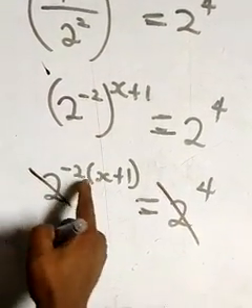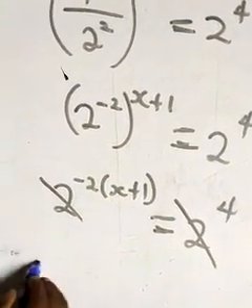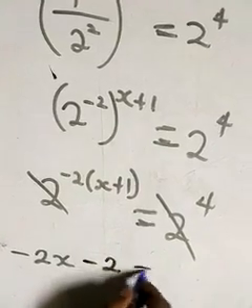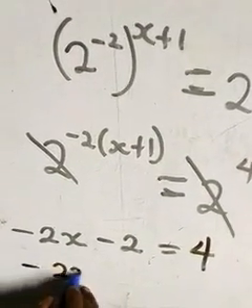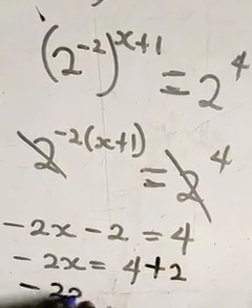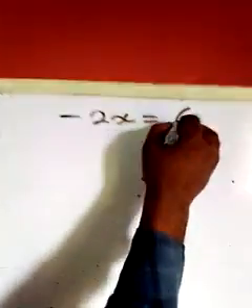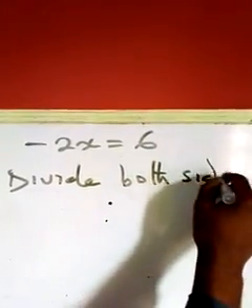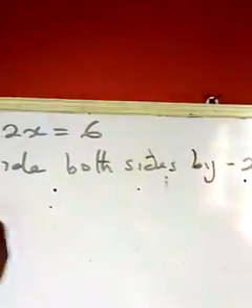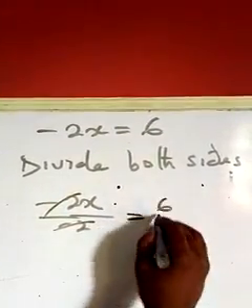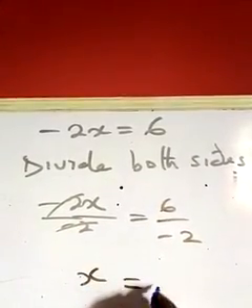And now I have, let me expand this, minus 2 times x gives me minus 2x. Minus 2 times plus 1 gives me minus 2 equals 4. Now, minus 2x minus 2 equals 4. When this minus 2 crosses over, it becomes plus 2. Minus 2x equals 6. Divide both sides by minus 2. I have minus 2x over minus 2 equals 6 over minus 2. That is my x equals minus 3.